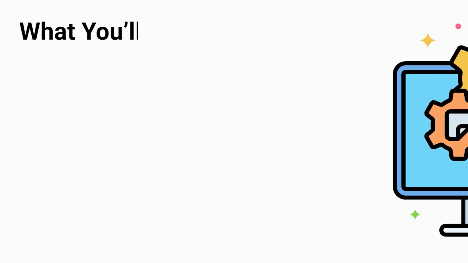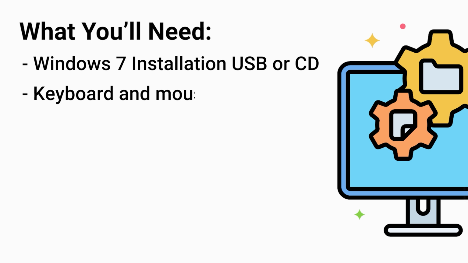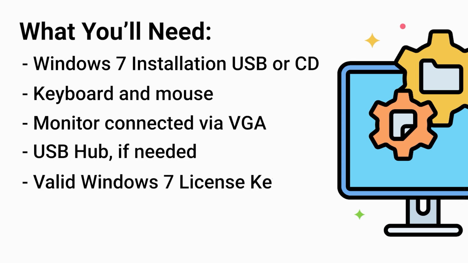For this walkthrough, you will need a bootable Windows 7 installation USB drive or CD, keyboard and mouse, monitor connected via the VGA port on the cRIO-9082, USB hub if needed, and a valid Windows 7 license key.